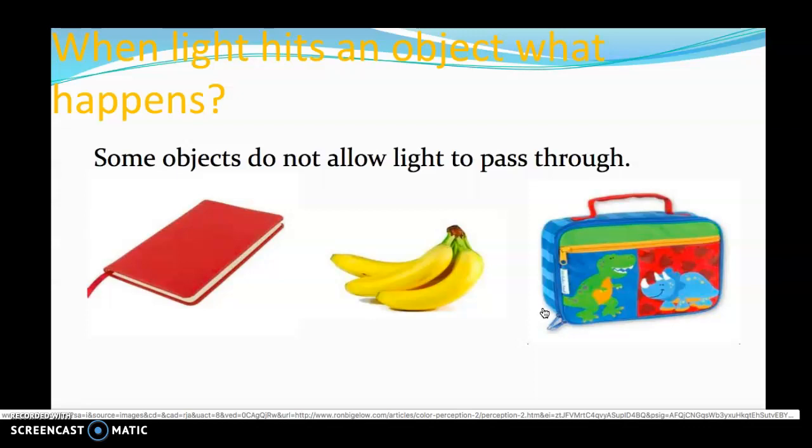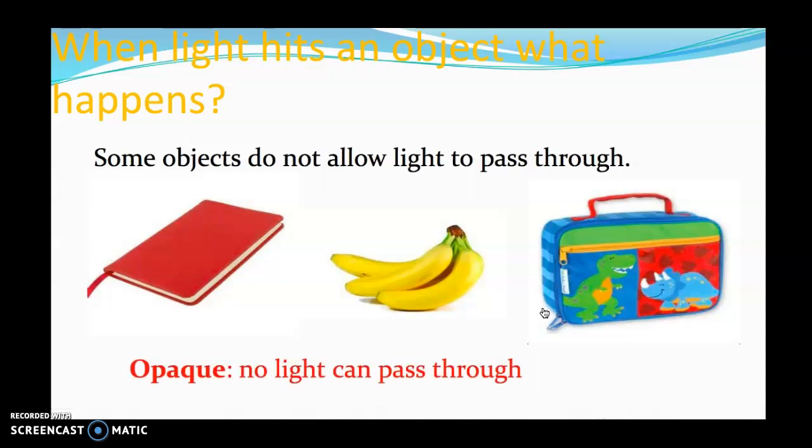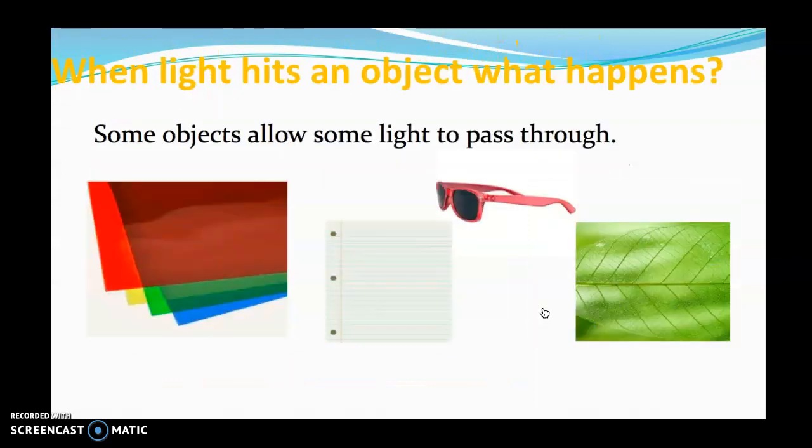When light hits an object and doesn't pass through it at all, we call that opacity, or opaque. So this banana is opaque in the way that you can't see light coming through it, right? It's not like you can see the insides of the banana and the light on the other side of it. Same thing with a lunchbox or a book. So when that happens, we call it opaque.